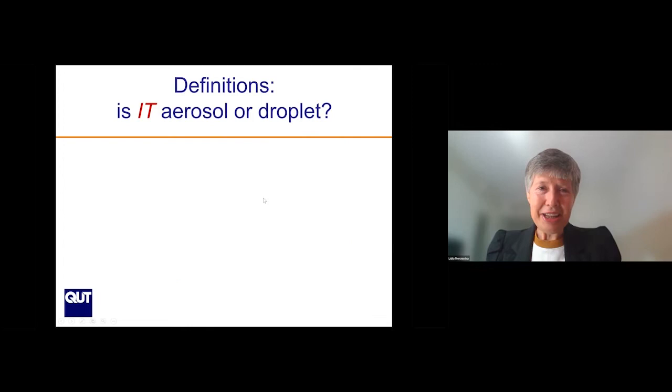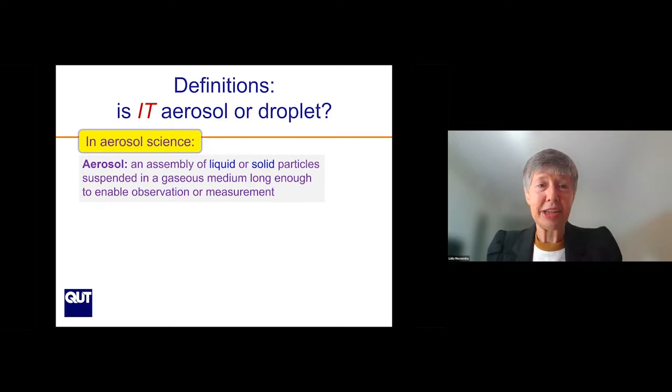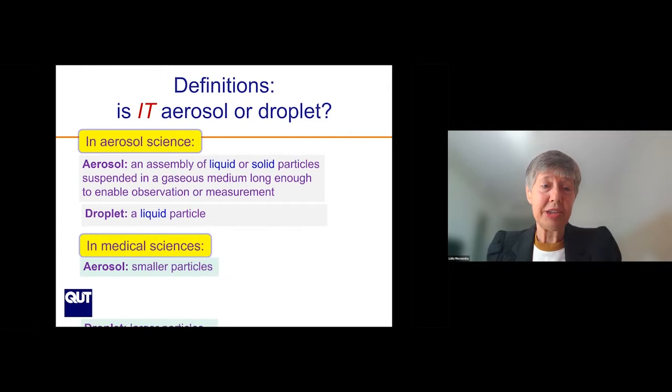Well, in a way, continue from what Don started, the issue of definitions. Is it aerosol or droplet? Well, I'm coming from aerosol science, so aerosol is an assembly of liquid and solid particles suspended in a gaseous medium long enough to enable observation and measurement, and droplet is a liquid particle, nothing to do with size. But as we know in medicine, it's different. Aerosols are small particles, droplets larger particles, that's how Don explained, and the divisions between them. Well, we won't worry about this.